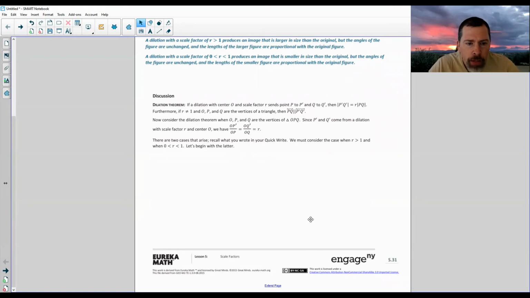Okay, now consider the dilation theorem when O, P, and Q are the vertices of triangle OPQ. Since P prime and Q prime come from a dilation with the scale factor of r and a center O, then we have OP prime over OP equals OQ prime over OQ, which equals r, our scale factor, which we've done in prior lessons. There are two cases that arise. Recall what you wrote in your quick write. We must consider the case where r is greater than 1 and when r is between 0 and 1. Let's begin with the latter.